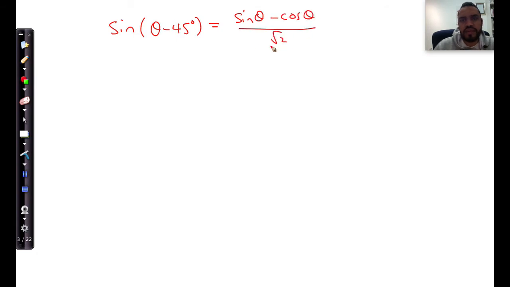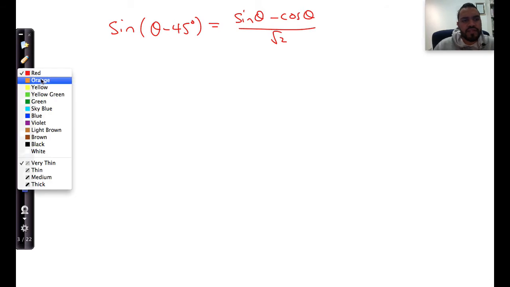So I'm going to give you the question as sine of theta minus 45, and as you can see 45 degrees is very useful because it is a special angle. It is equal to sine theta minus cos theta over root 2. And that's what we've got to try and prove. Okay, so very, very simple.